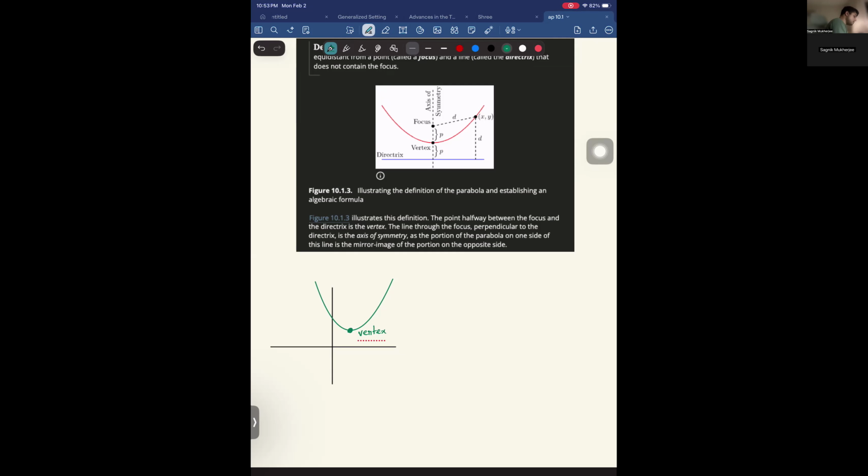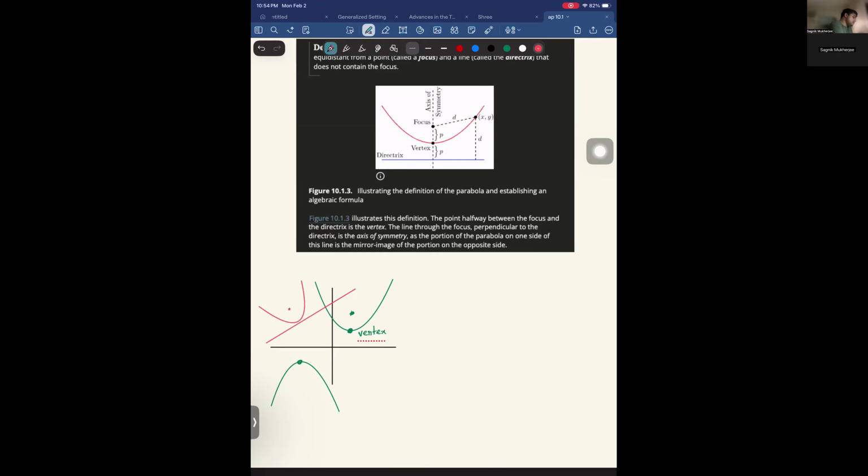Most probably the focus is somewhere here, and probably some line here is the directrix, or maybe x-axis, who knows. I'm just creating a random parabola. Make sense? Or a parabola can be this, right? Or a parabola can be this, right? With some vertex, some directrix, some focus. Okay. So these are all parabolas. Keep this in mind.